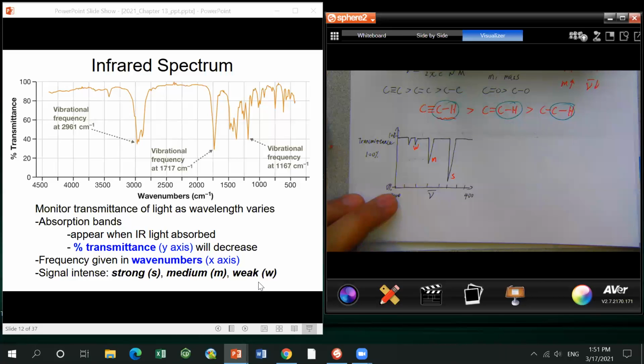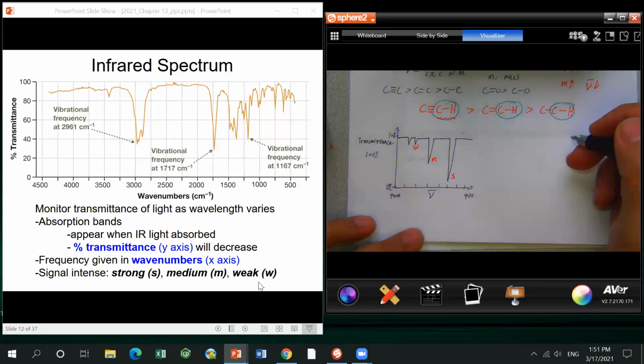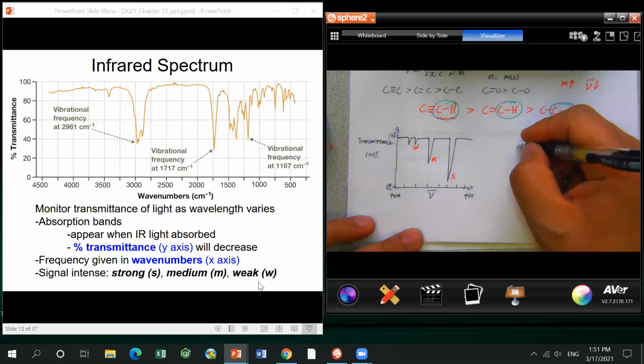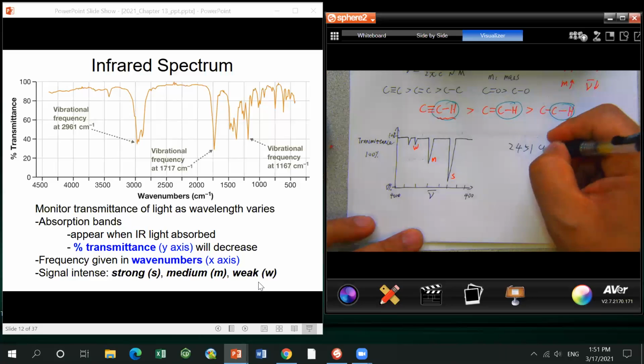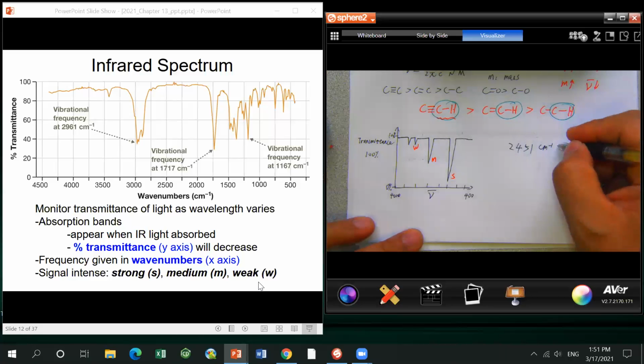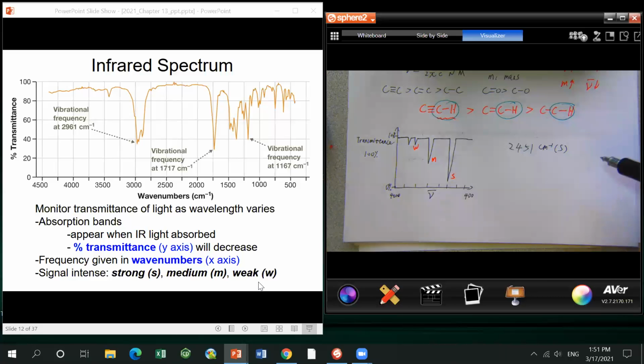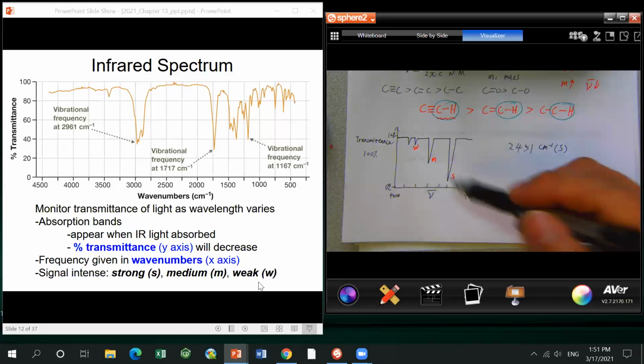When you read some literature, quite often people report a compound's IR spectrum by listing the wave numbers, for example 2451 per centimeter. Quite often they put a letter after the wave numbers, like S or M or W, to indicate how strong the signal is. S means strong, M means medium, and W means weak.